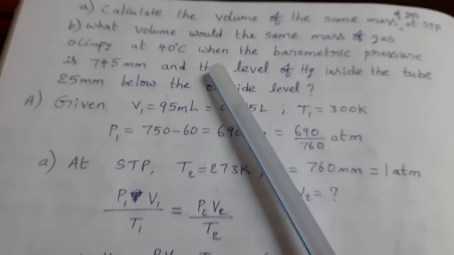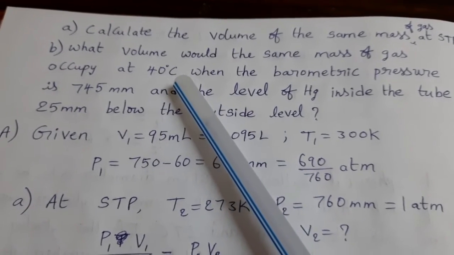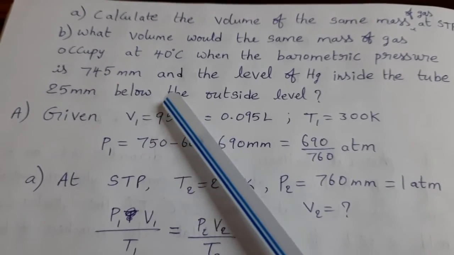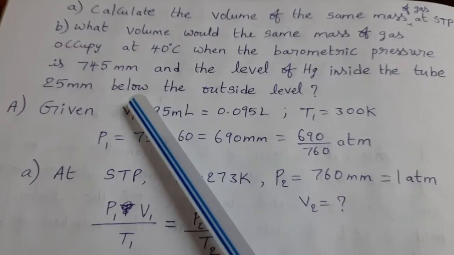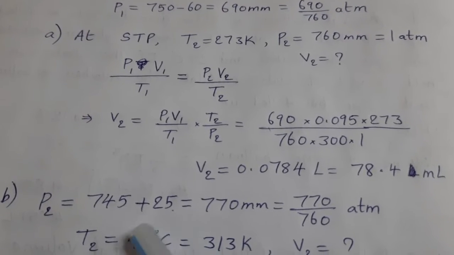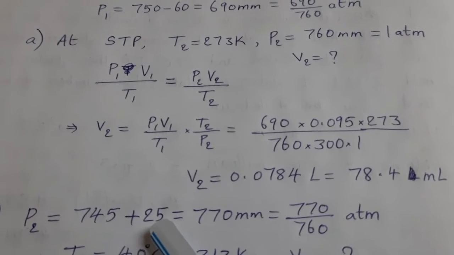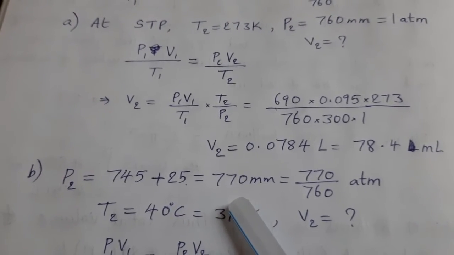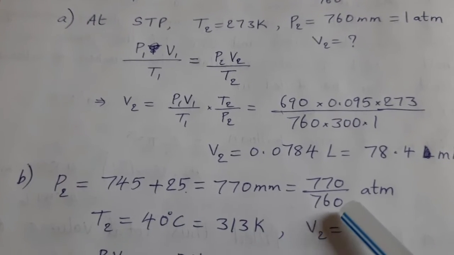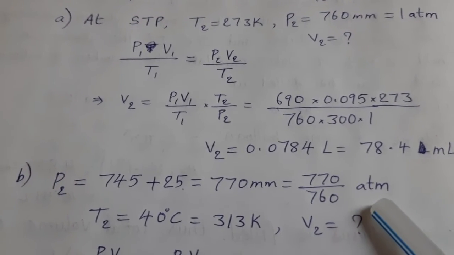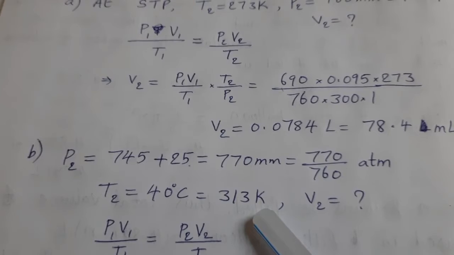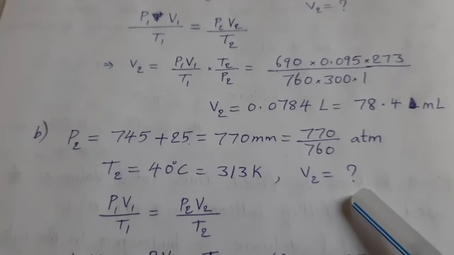Next, second bit, same mass of gas at another temperature 40 degrees Celsius, barometric pressure is 745 mm and the level of mercury inside the tube is 25 mm below the outside level. In this case we have to add this one. So the inside mercury level is below the outside, means we have to add, 745 plus 25, that equals 770 mm. In atmosphere, 770 divided by 760 atmosphere. Temperature T2 equal to 40 degrees Celsius, in Kelvin scale 313 Kelvin. So V2 we should find out.